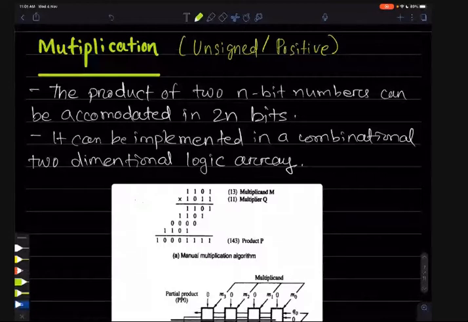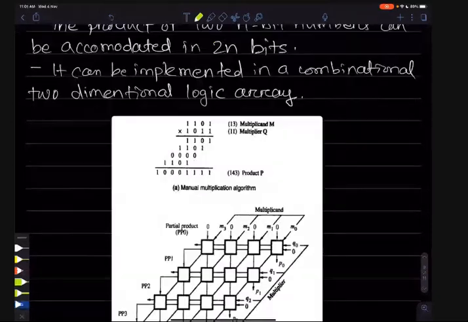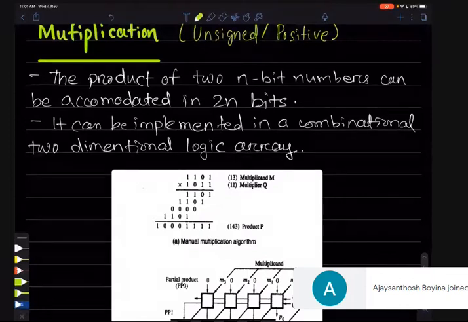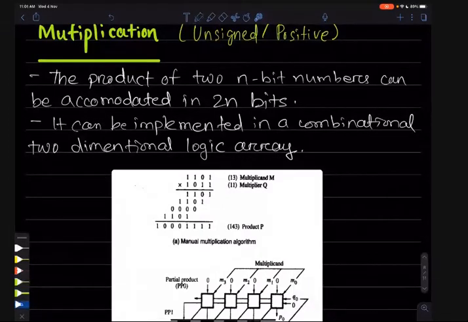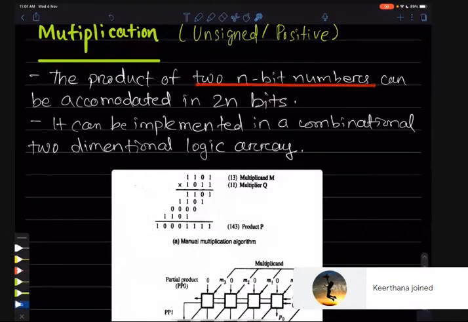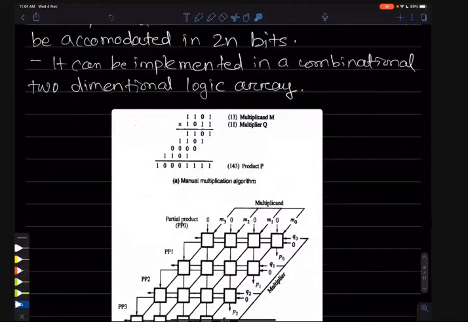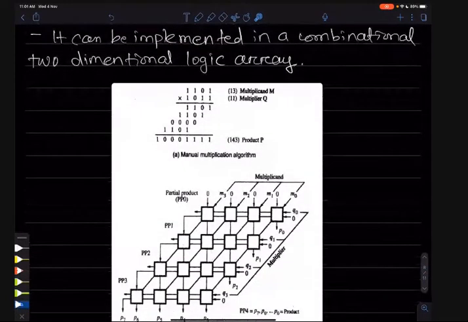In multiplication, I think most of you know how to do normal multiplication. One thing you have to remember is that whenever we are doing multiplication, if the two numbers have n bits, then the output will have 2n bits. So whenever you multiply two 4-bit numbers, the output will be an 8-bit number. Okay, and how to do multiplication? Suppose you don't remember, let me show you.